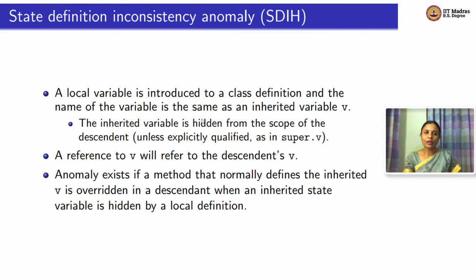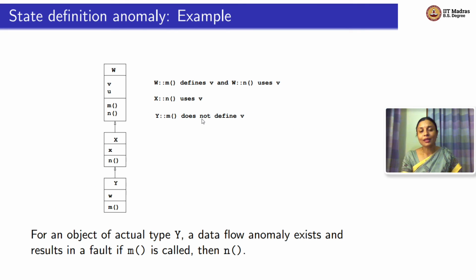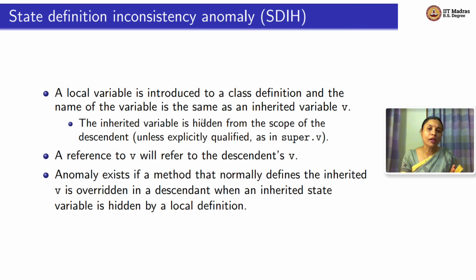The next kind of error is state definition inconsistency. There, state definition did not exist. Here, state definition exists, but it's not consistent. So it's the state definition inconsistency anomaly kind of fault. So here, what will happen? Let's say a local variable is introduced in a particular definition of a class, and the name of the variable is the same as an inherited variable V. Now what will happen? The inherited variable, let's say, is hidden from the scope of the descendant. If I don't use the super keyword, so I don't qualify it, then what will happen? A reference to V will refer to the descendant's V.